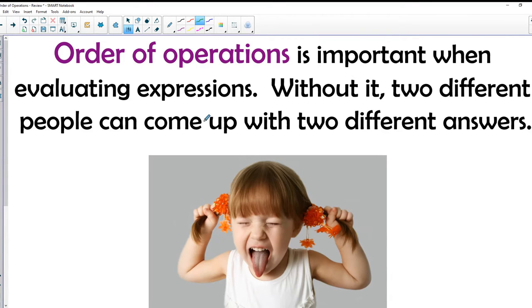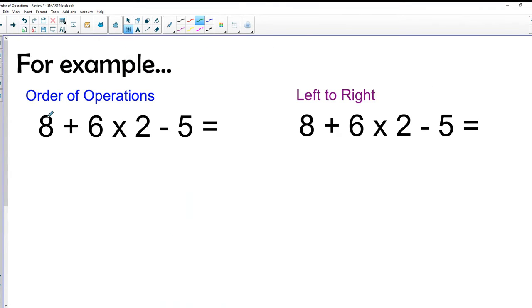Now, the order of operations is important when evaluating expressions. Without it, 2 different people can come up with 2 different answers. Let me show you what I mean. For example, this first one, we will use the order of operations. Then the next one, we'll just work from left to right without respect to the order of operations and see what happens. So we're going to do the multiplication first, which is 6 times 2, which is 12. So after our first step, we'll have 8 plus 12 minus 5. Well, 8 plus 12 is 20, and 20 minus 5 is 15.